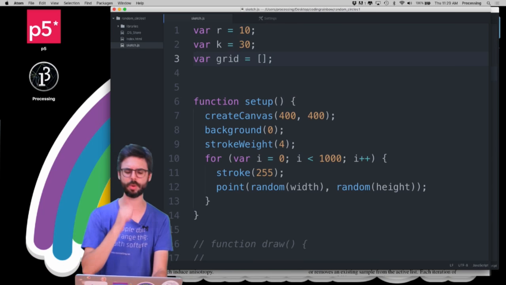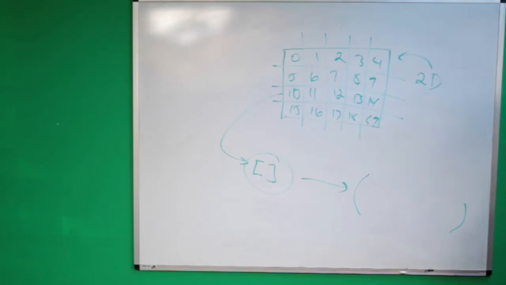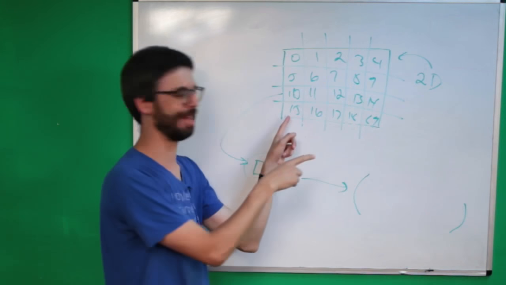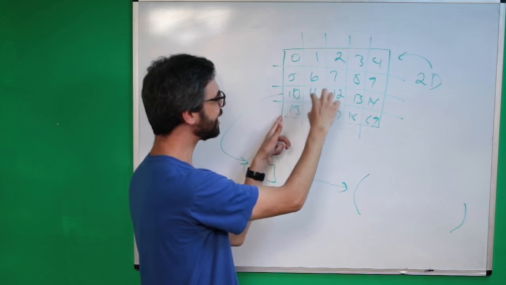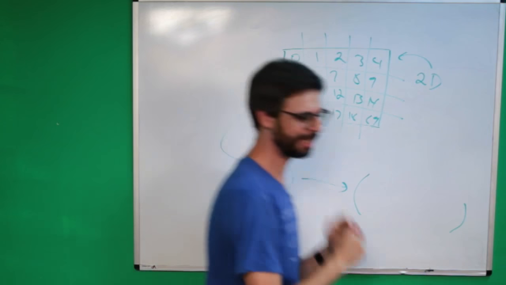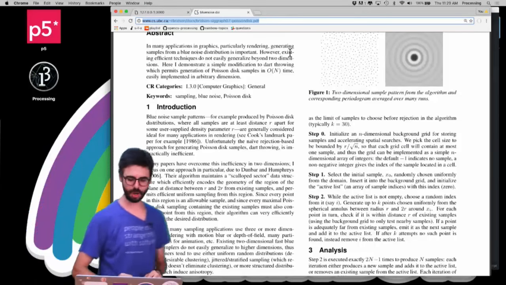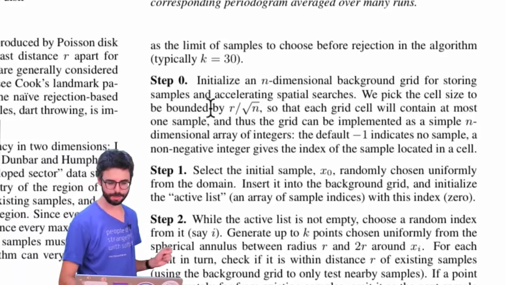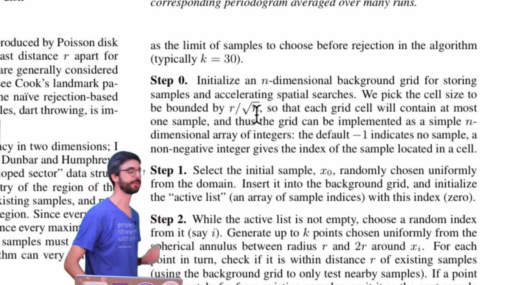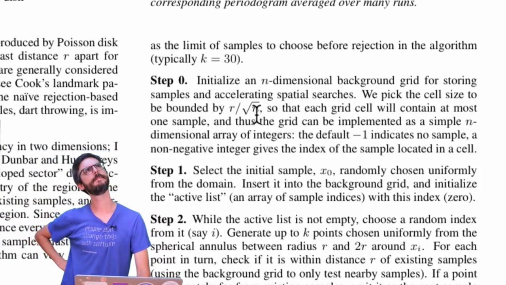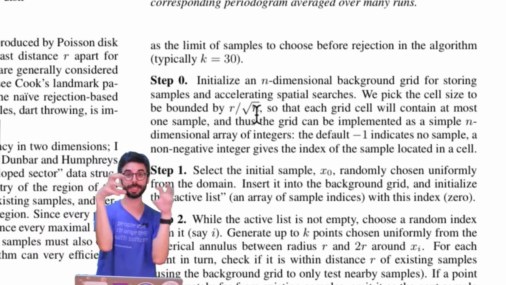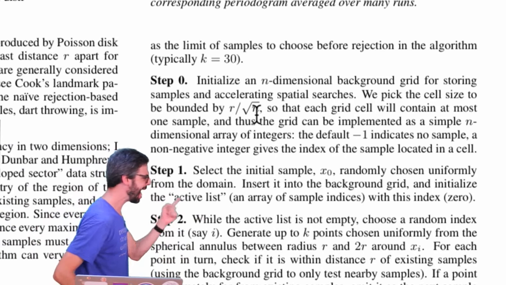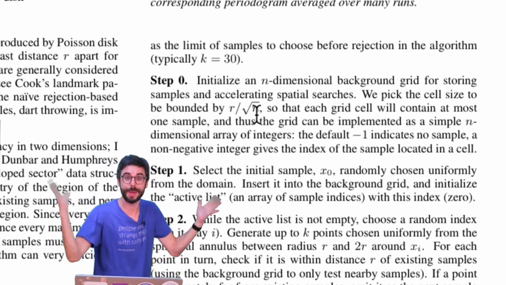Now I need to think about what this is. This pen is, by the way, very light. Can you see this? What is the size of each one of these cells in the grid? So here it says, we pick the cell size to be bounded by r divided by the square root of n. R is the minimum distance we want between our points. N is the dimensions, two dimensions.